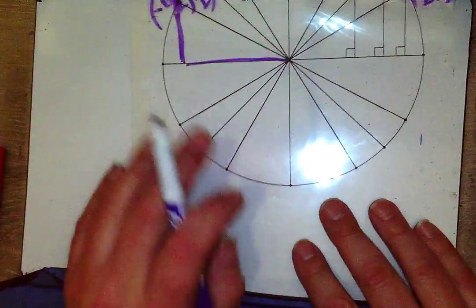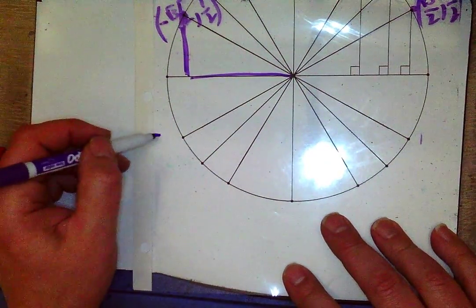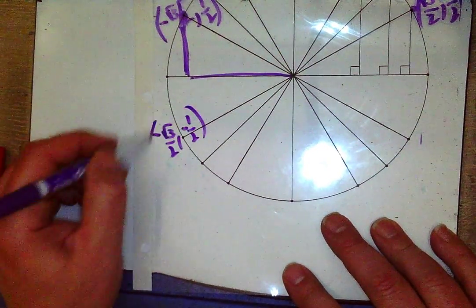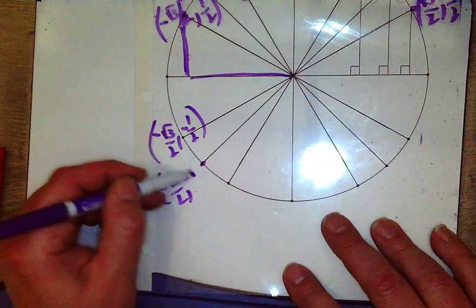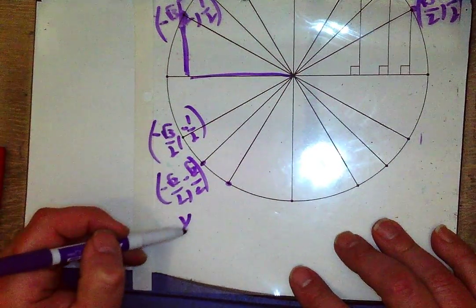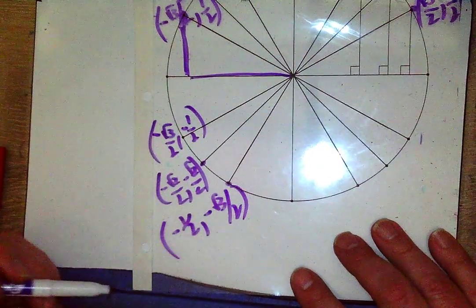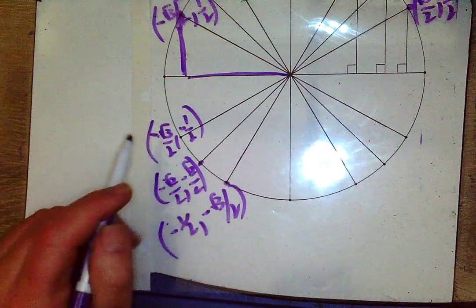Now, in the third quadrant, both x's and y's are negative. So this is going to be negative root 3 over 2, negative 1/2. And this one is going to be negative root 2 over 2, negative root 2 over 2. And finally, this one is going to be negative 1/2, negative root 3 over 2. Notice in third quadrant, negative, negative.